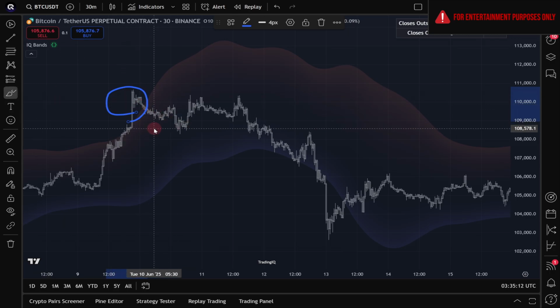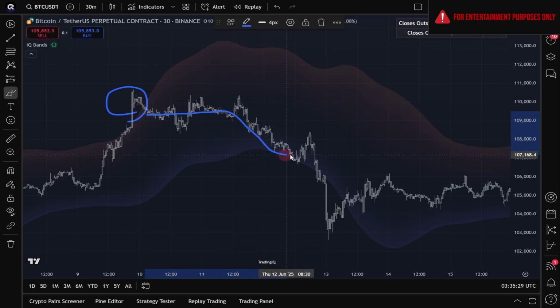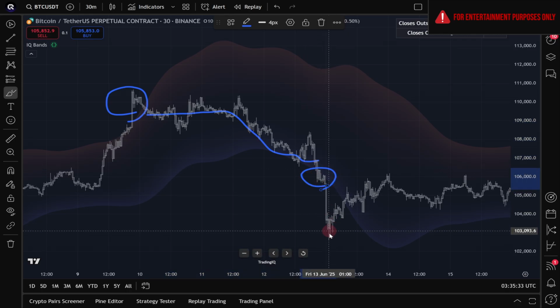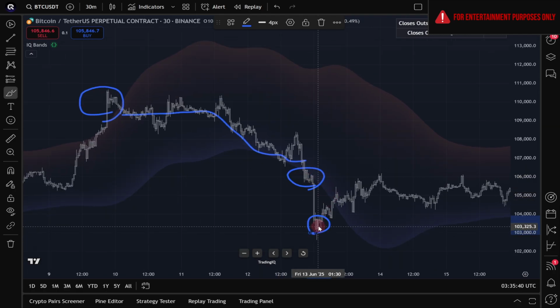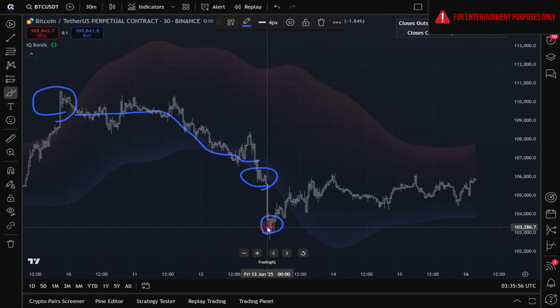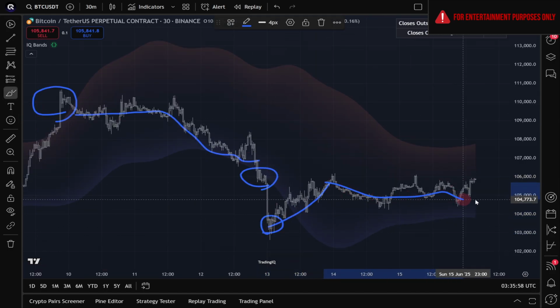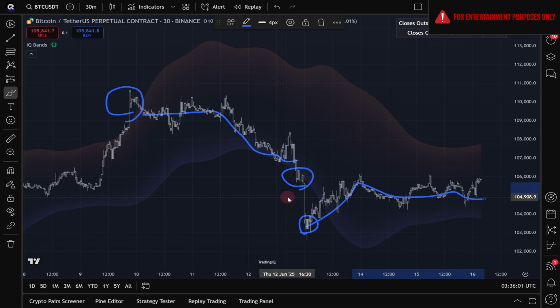Now, we can see that in this demonstration, after price closed above the upper bands, price did start to mean revert back towards the long-term average until finally closing beneath the lower bands in this example here. Now, traders who use the IQ Bands will consider price closing beneath the lower bands here as an example long opportunity for this demonstration, in expectation of price mean reverting upwards towards the long-term average. And we can see that in this example, that's pretty much what happened.